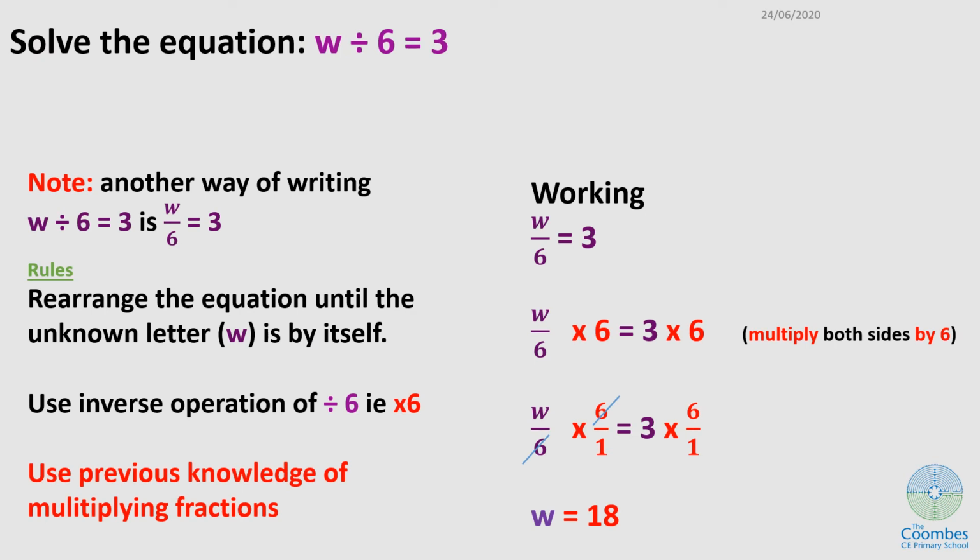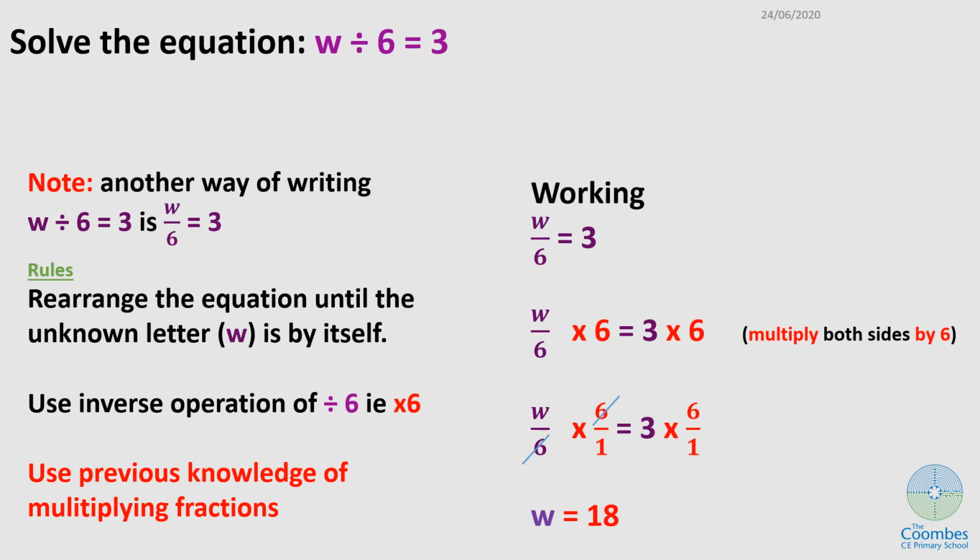Right, this is our second equation. W divided by 6 equals 3. Now, just as a note, I can rewrite W divided by 6 as a fraction. So I'm rewriting it W over 6 equals 3. Now let's follow the rule. We rearrange the equation until the unknown letter, which is W in this case, is by itself.